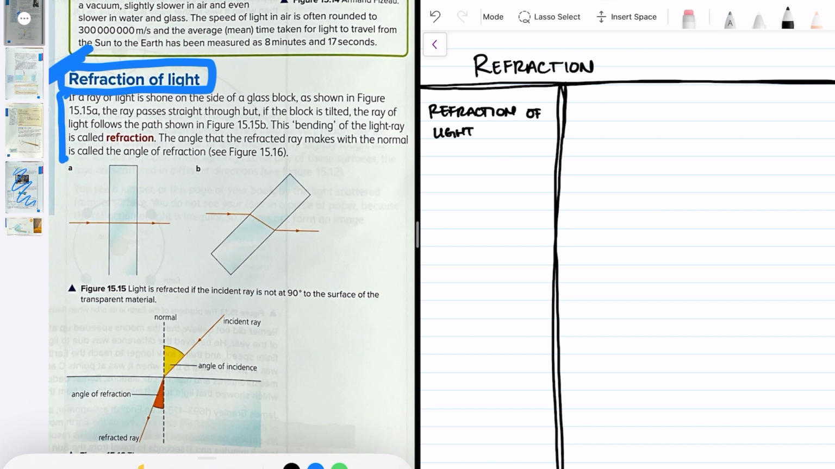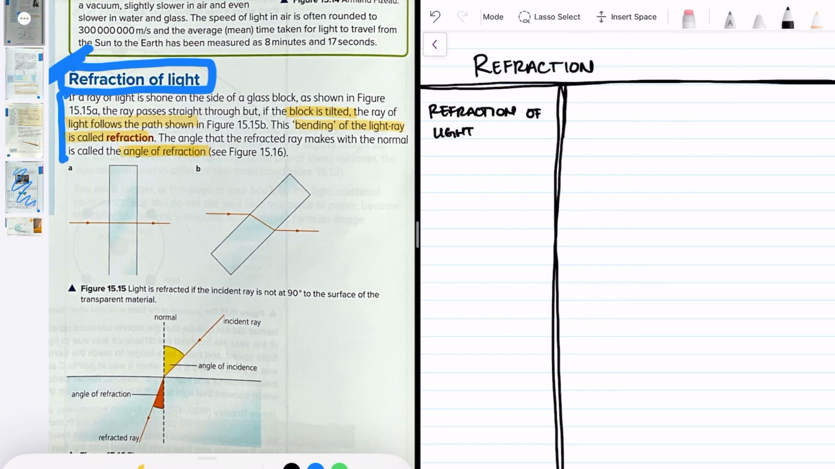A ray of light shone through the side of a glass block, as shown in the figure. Ray passes straight through, but if the block is tilted, the ray of light follows the path shown. And then this bending of the light ray is called refraction, and the angle that the refracted ray makes with the normal is called the angle of refraction. That looks like it's a key concept right there too. So let's write this down as bullet points.